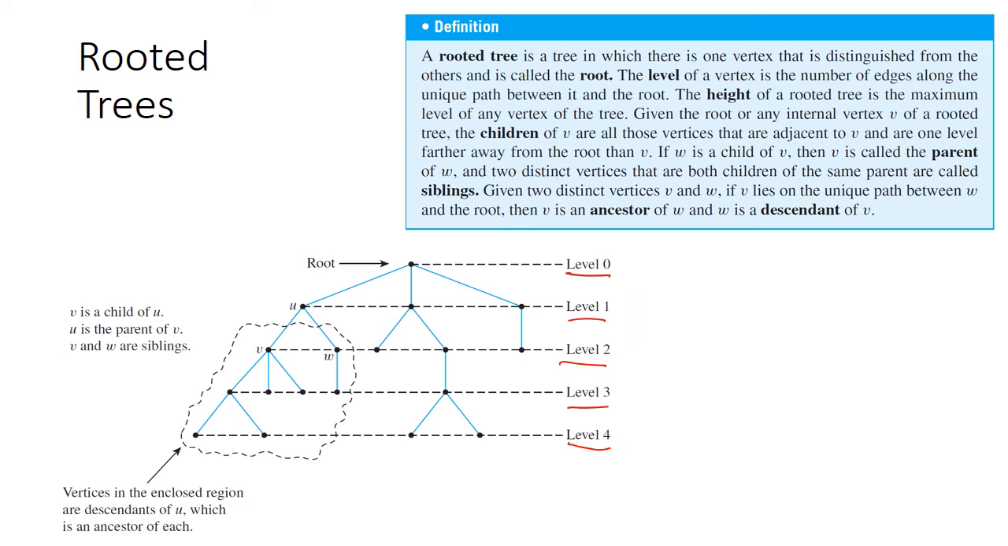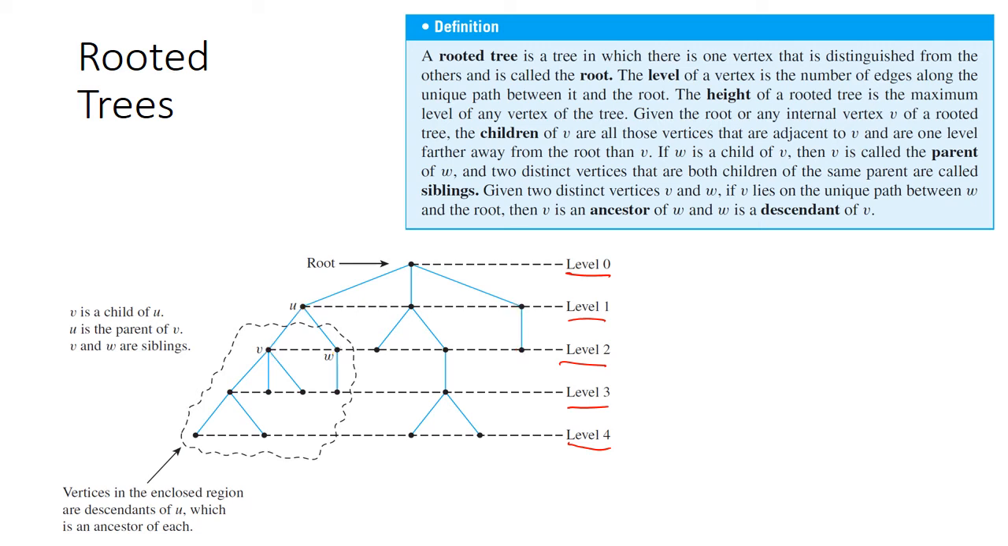Okay, and then given the root or any internal vertex v of the rooted tree, the children of v are all those vertices that are adjacent to v and are one level farther away from the root than v. For example, in this graph right here, if we look at u, the children of u are v and w. Another example, this vertex right here, its child is this other vertex right below it. So it has to be adjacent and one level down. It's kind of modeled after a family tree. This is the way you would draw a family tree.